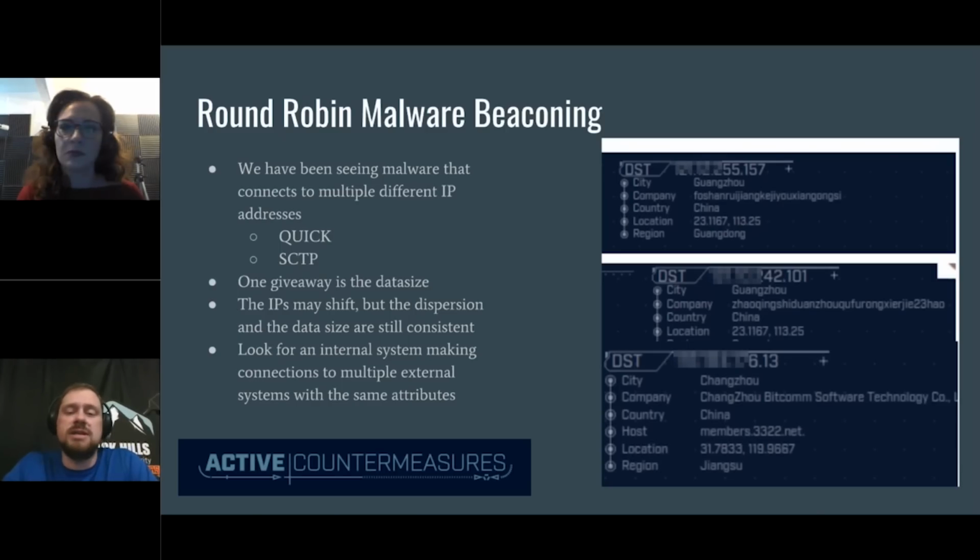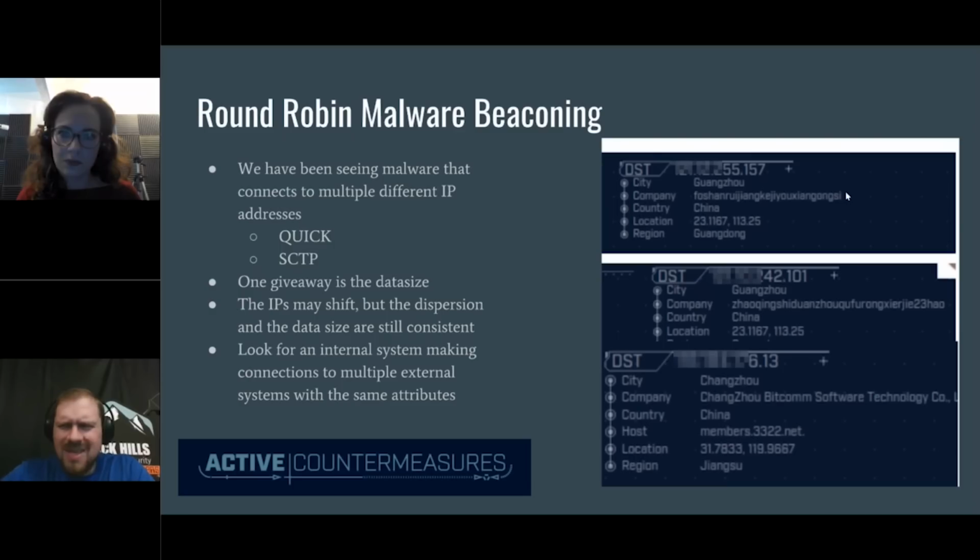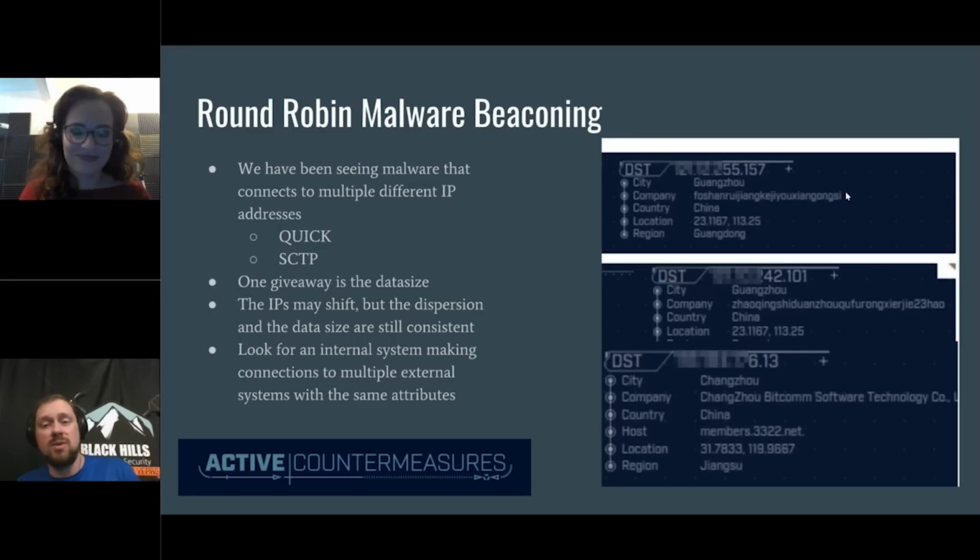Now, this was interesting because we had one internal host on one of our hunt teams that was communicating to three, well, it was more than three. I just took three for the screenshots, but it was communicating to, I think, like 10 different IP addresses in China and all kinds of weird places. And these are real companies, real locations, a real city in China. We had one IP address connecting to 10 different IP addresses online, but the data size was consistent to every single one of them. The dispersion was consistent to every single one of them.